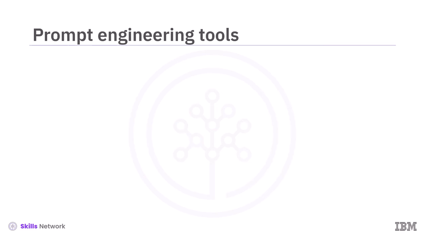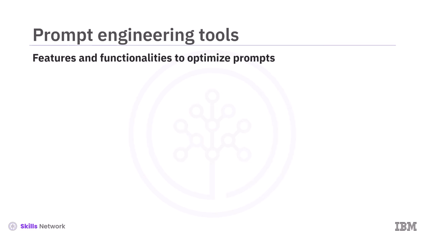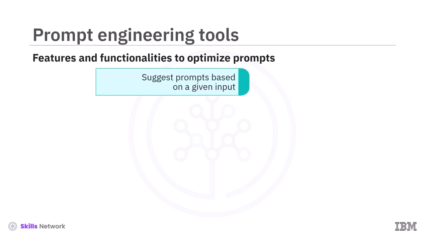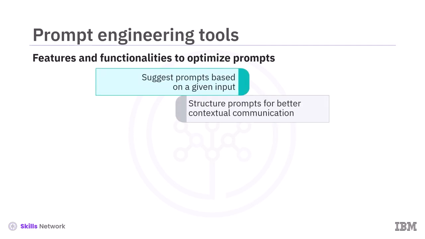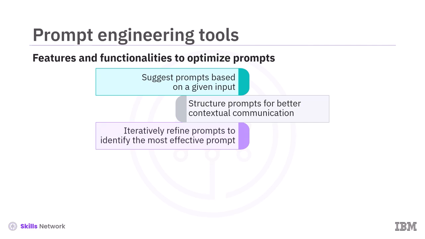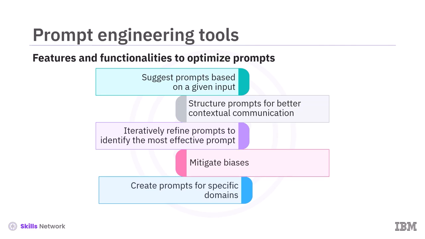Prompt engineering tools provide features and functionalities to optimize prompts. You can use these tools to suggest prompts based on a given input, to structure prompts for better contextual communication, and to iteratively refine prompts to identify the most effective prompt, mitigate biases, and create prompts for specific domains.